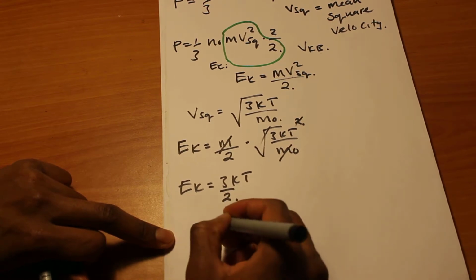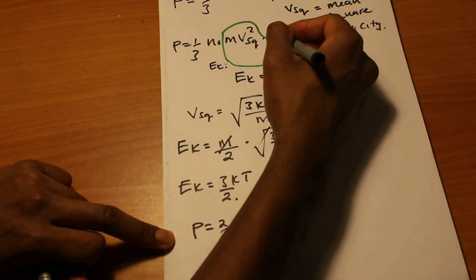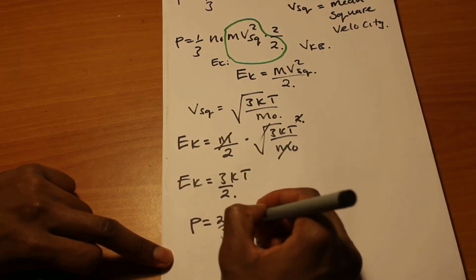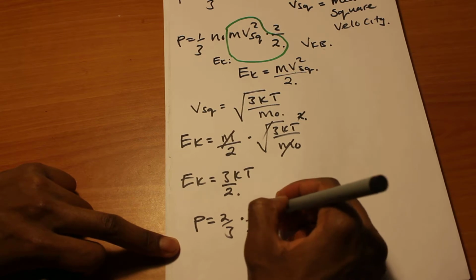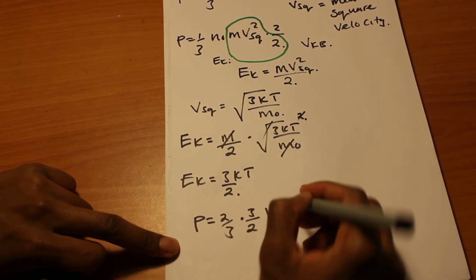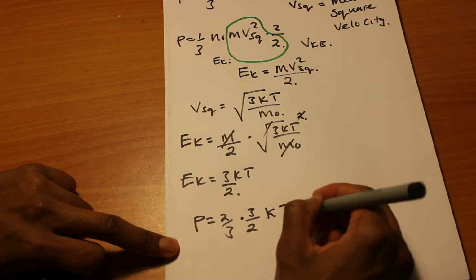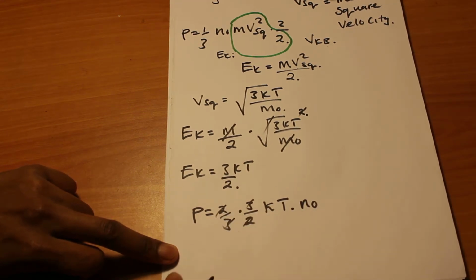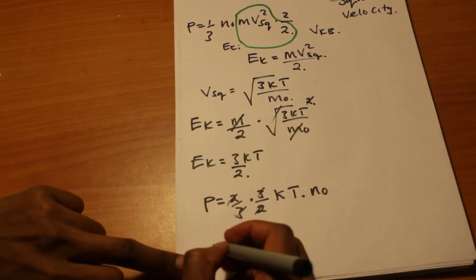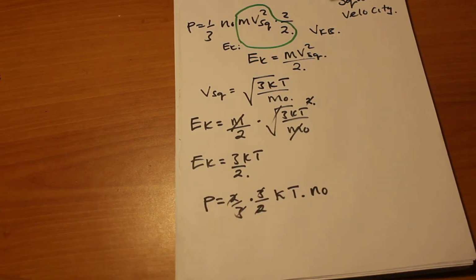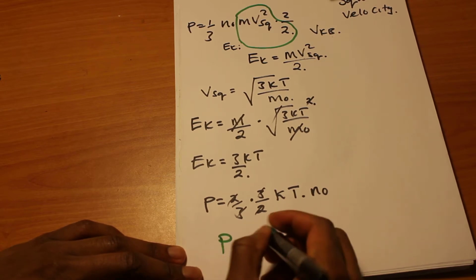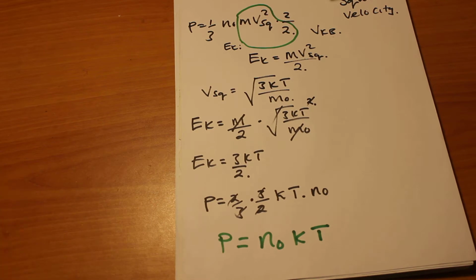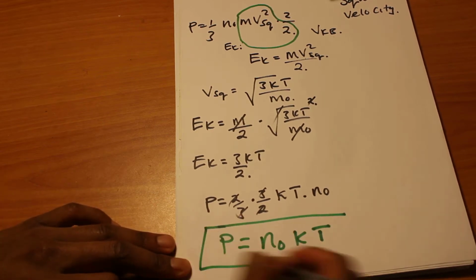equal to 2 over 3, this 2 that we had remaining here, multiplied by this 3 over 2 that we are now having, times the Boltzmann constant, times the temperature, multiplied by the number of moles. So from here we can easily say that these cancel themselves out. We're going to remain with, let me use a green marker, pressure now becomes equal to the number of moles multiplied by the Boltzmann constant times the temperature. So we keep note of this equation.